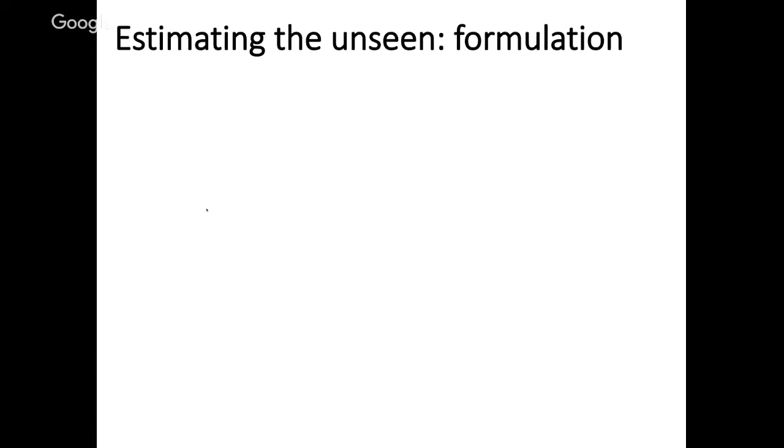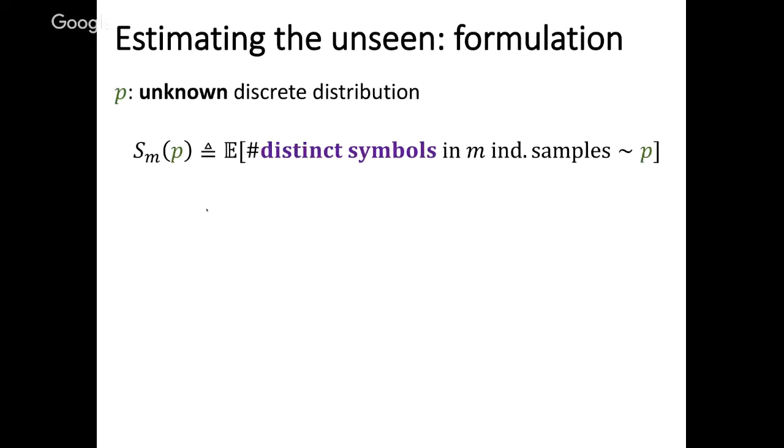Okay. So here is a formulation. Again, P will be an unknown discrete distribution. Let's define S_m of P as the expected number of distinct symbols that you can expect to see when you obtain m independent samples from P. Okay, so we can actually write S_m of P in a clean form. S_m of P will be the sum over all x of 1 minus (1 minus p_x) to the m. So if you look at the expression (1 minus p_x) to the m, it's the probability that when you obtain m samples from this distribution P, the symbol x does not appear. So 1 minus (1 minus p_x) to the m is the probability that the symbol x does appear. And therefore, S_m of P is the sum over all the symbols of the probability that they appear. In other words, it's the expected number of distinct symbols that you can see when you sample the distribution P m times. Okay.